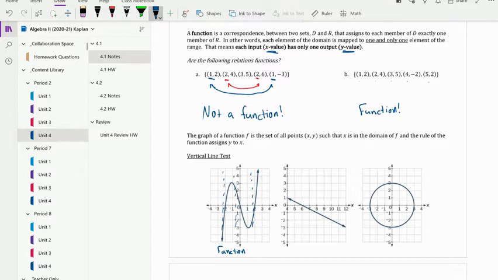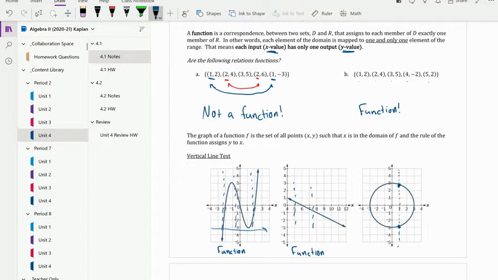Because for any given x value, as you move from left to right, each one of those only has one y value. Same thing here, same idea. This is also a function. Now, when we get to this last one, if we draw a vertical line here at 1, notice it hits this circle in 2 different points.